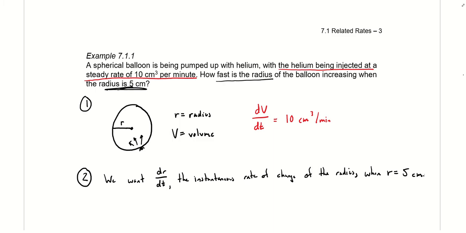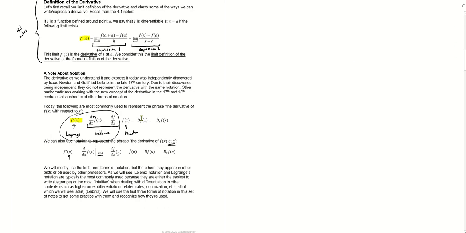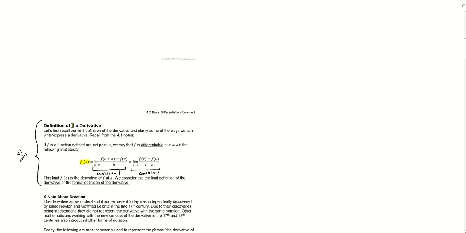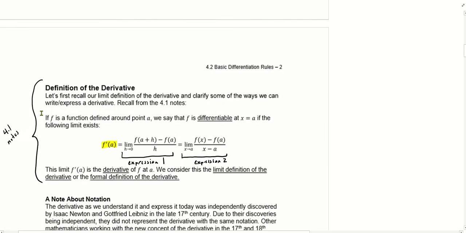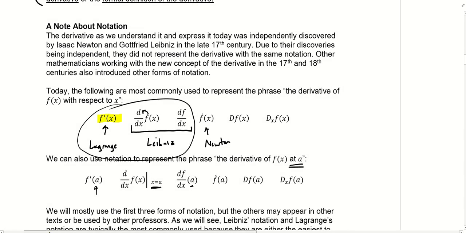Now, just a quick note here before we continue. I'm using one of the notations we talked about way back when we first introduced the derivative. Let me go back here to topic 4, when we were talking about the basic derivative rules, 4.2. On page 2 of the 4.2 notes, I mentioned some different notations for the derivative.